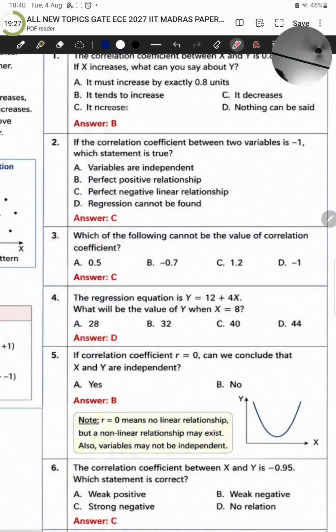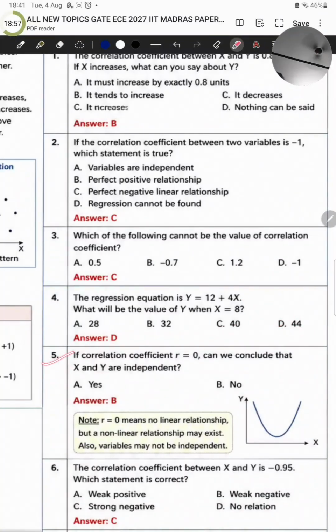Now question number 3. Which of the following cannot be the value of the correlation coefficient? The correlation coefficient ranges from -1 to +1. This value is exceeding 1, so it cannot be a correlation coefficient value. Now question number 4. The regression equation is given. What will be the value of y for the given x? Just simply put in the value, and you will get the answer 44.